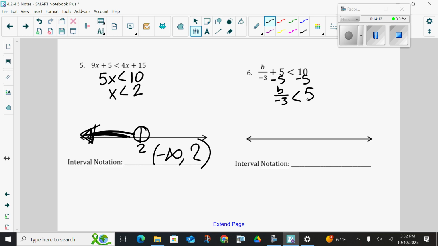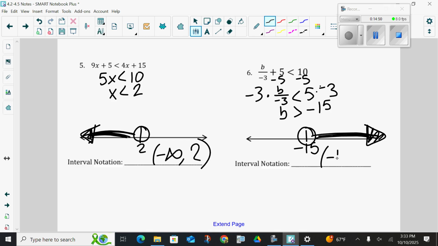And now to get b by itself, I'm going to multiply by a -3 on both sides. I'm multiplying by a negative, so my sign is going to flip. And I'll have b is greater than -15. So on my number line, I'll put a point at -15. It will be an open circle, and we're moving in the positive direction because it's going to be bigger than -15. And that in interval notation is -15, +infinity.